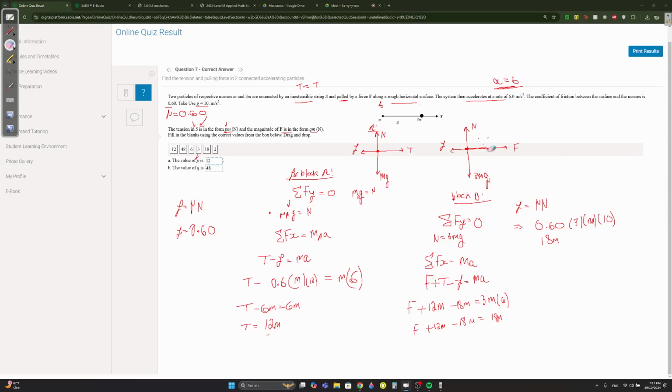let me just erase this and draw another one here. Like this. So it should have been minus T. So instead of plus, minus. So you would get now 48m.